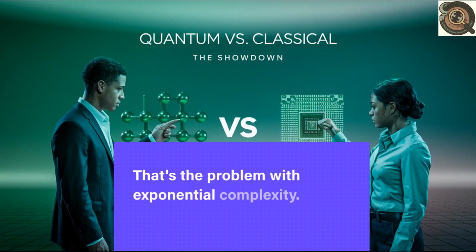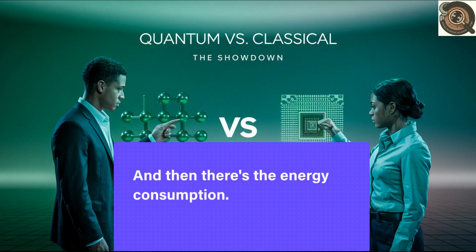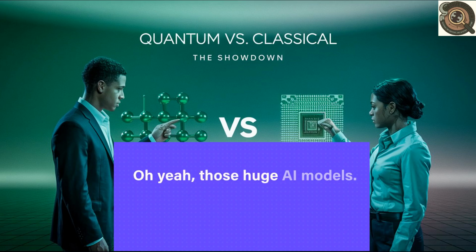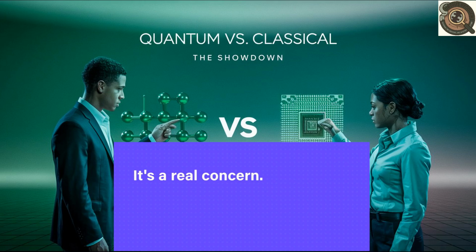That's the problem with exponential complexity. The time and resources just explode as the problem gets bigger. And then there's the energy consumption. Those huge AI models need so much power, pushing classical systems to their limits. It's a real concern.